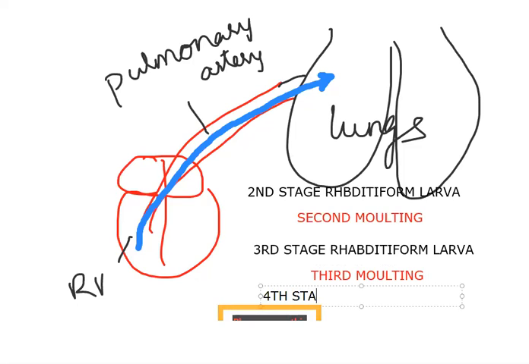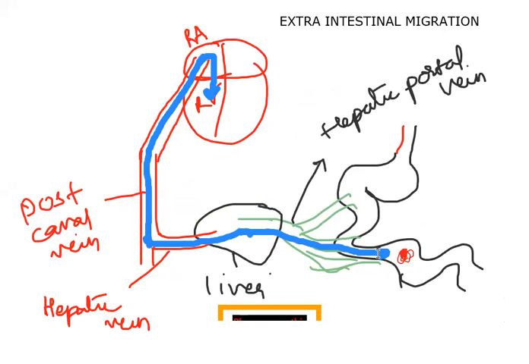So we need to understand the two moltings that happen here. Where does the first molting happen? When the egg is outside in the moist soil. The first stage rhabditiform larva undergoes the first molting on the moist soil, and that forms the second stage. And the second stage rhabditiform larva enters the healthy human being through contaminated food and water.